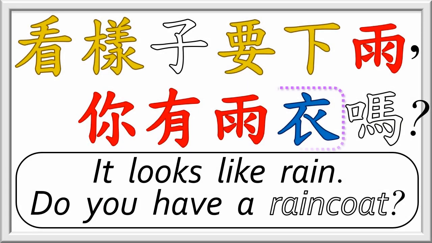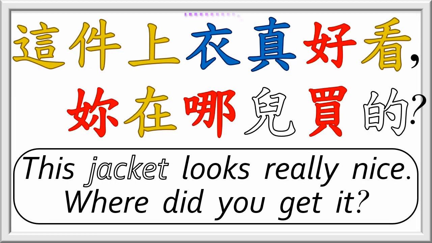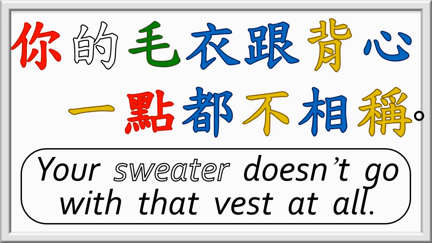The phrases for raincoat, jacket, and sweater are pretty self-explanatory in these next 3 sentences. 看样子要下雨，你有雨衣吗? It looks like it's going to rain. Do you have a raincoat? 这件上衣真好看，你在哪儿买的？ This jacket looks really nice. Where did you get it? 你的毛衣跟背心一点都不相称。Your sweater doesn't go with that vest at all.